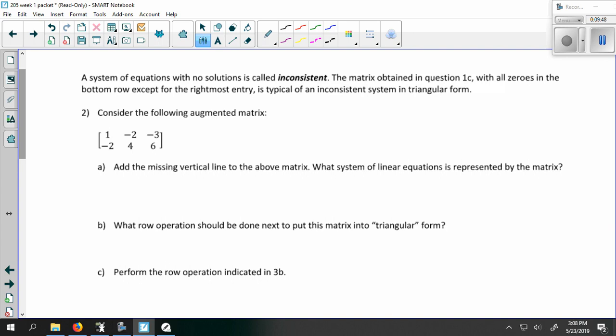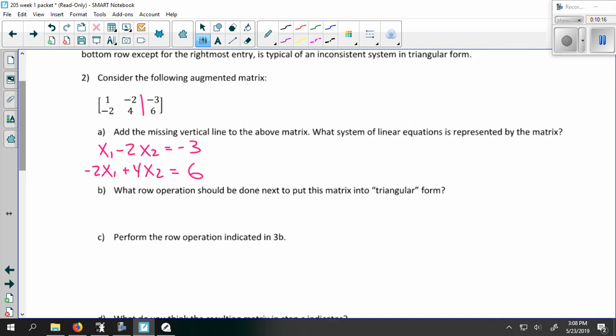All right, let's look at this augmented matrix. We want to add the missing vertical line to the above matrix. If this is an augmented matrix, then the last column is the constants, so we add the vertical line before the last column. What system of linear equations is represented by the matrix? x1 minus 2x2 equals -3, and -2x1 plus 4x2 equals 6.